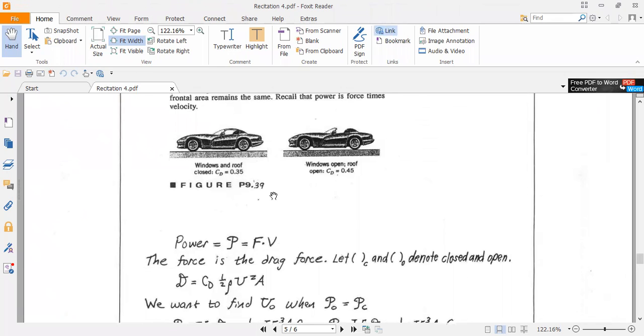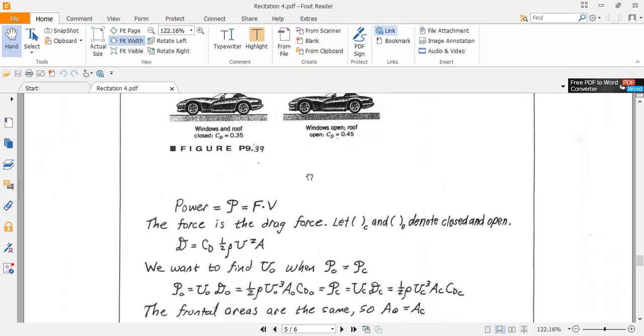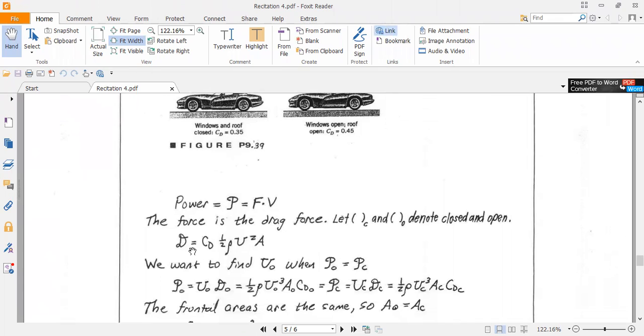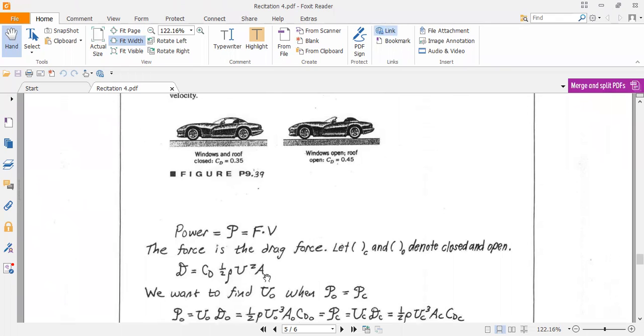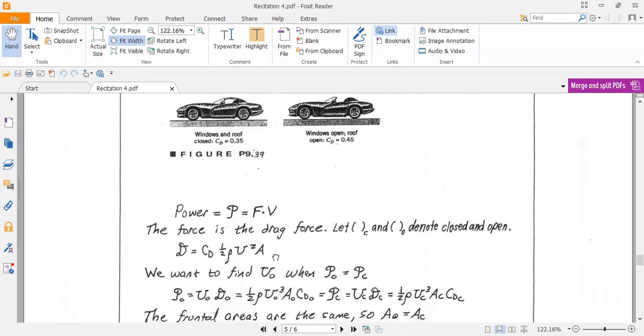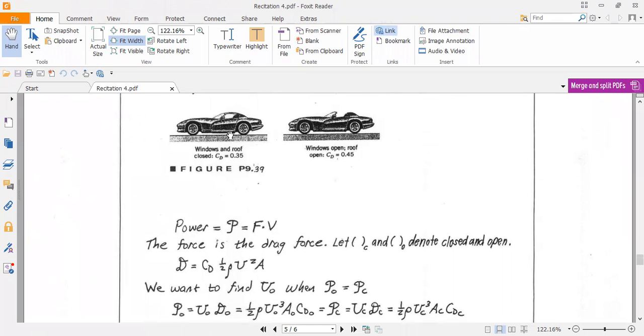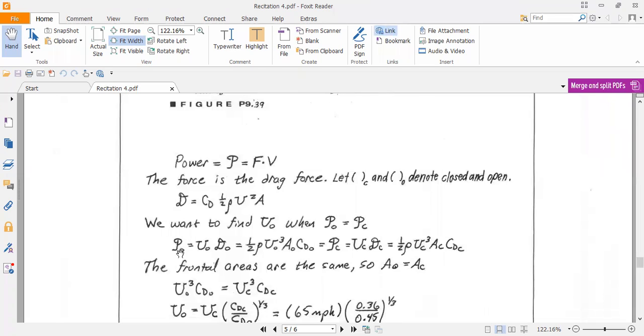Now we have two cars, open and closed. Sorry, this one is open, this one is closed. So we know that for drag force, you can use this equation, D equals CD multiplied by half rho U square multiplied by A, right? Now, let's say for the open car, the power is P naught. So U naught, D naught, right?